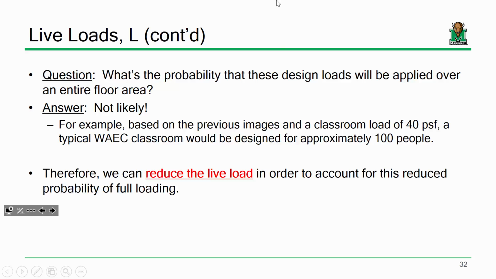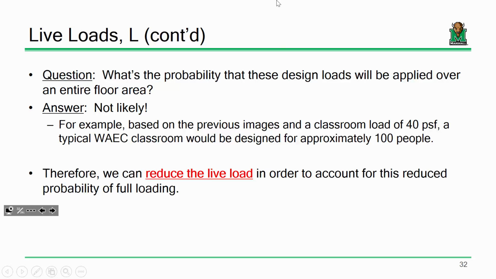Okay, now let me ask another question. The live load for a library is around 150 pounds per square foot. What do you think is the probability that a library is going to see 150 pounds per square foot 24 hours a day, 7 days a week? Pretty high, yeah, because the book stacks are not going anywhere.